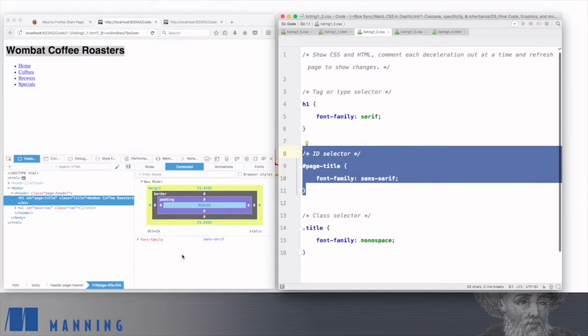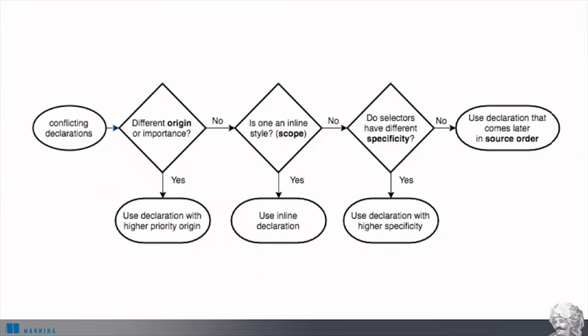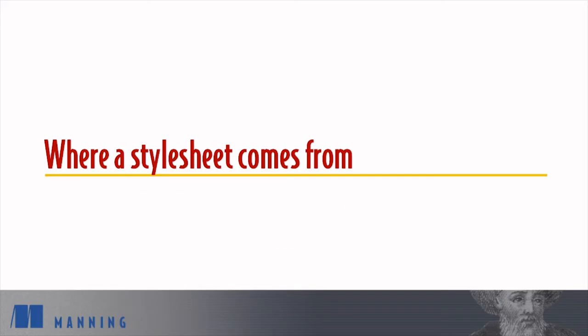So why was that? Here's a flowchart showing the various decisions that a browser makes in deciding which declaration will win. We are going to start with looking at the first one here, which is the origin or the importance of the declaration. Origin is quite simple actually, and at this point in time there are really only two origins for your style sheet. So let's see what these are with a quick example.